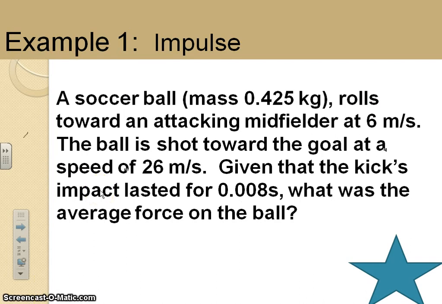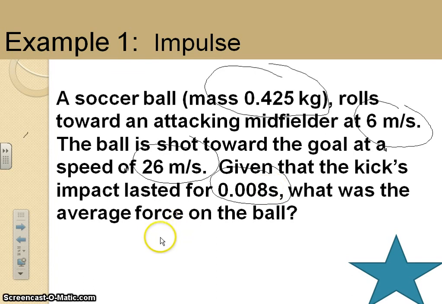All right, so here's our first sample problem, and we can see that they've given us a mass. They've told us an initial velocity, and that's going toward a midfielder. And then it ends up being shot toward the goal at this final velocity. If the person kicking the ball was making contact with the ball for this much time, we're supposed to figure out what was the average force on the ball.